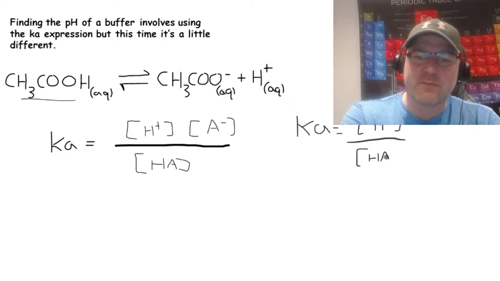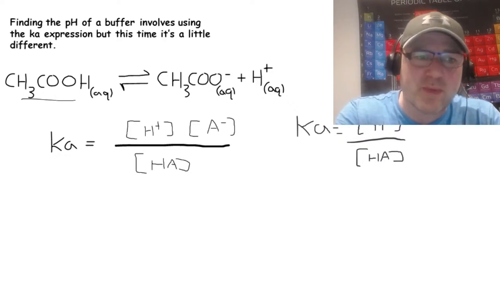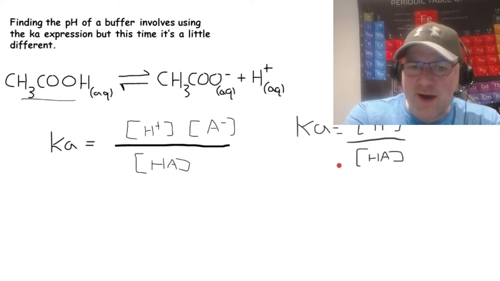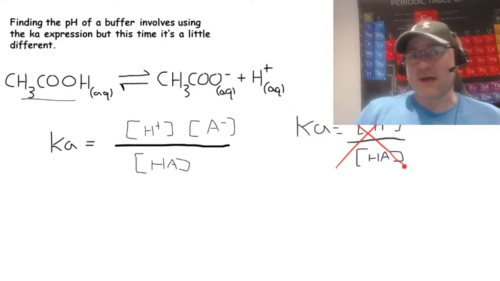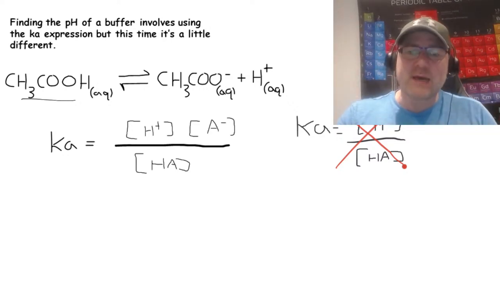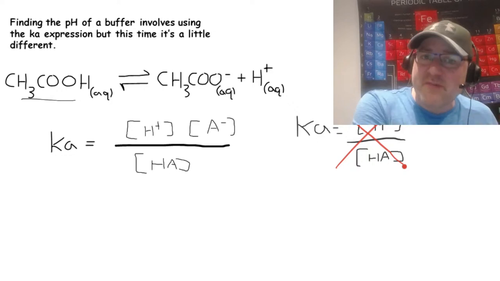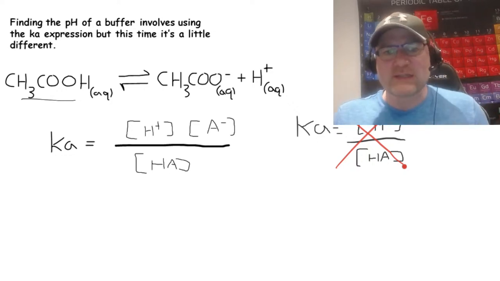Now, this is a really important point. You can't do this with buffers, okay? You can't do that. That is incorrect with buffers. So you need to know that simplification with weak acids, but when you're calculating the pH of a buffer solution, you can't use that simplification.